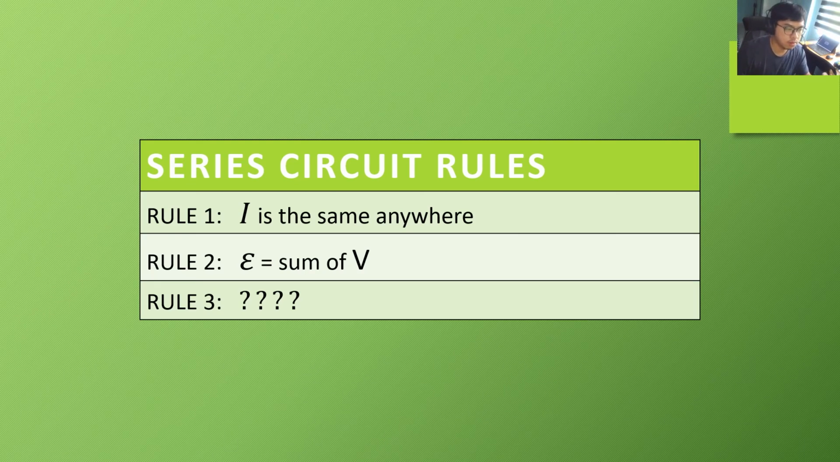There are 3 rules. Rule number 1, the current is the same at every point of the circuit. Rule number 2, the EMF is the sum of all the potential differences for each component of the circuit. And rule number 3 is something that we'll look at in part 2 of this chapter.